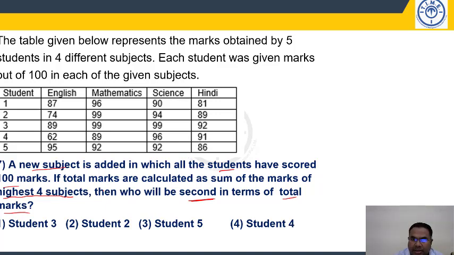So in that subject, maximum marks are 100 and everybody has got 100 marks. So total marks are calculated as sum of marks of highest 4 subjects. Who got second in terms of total marks?